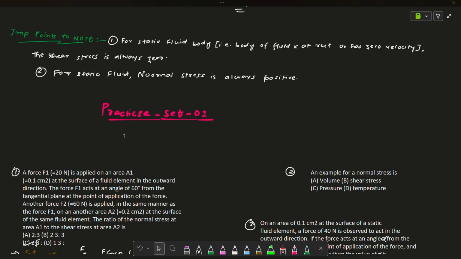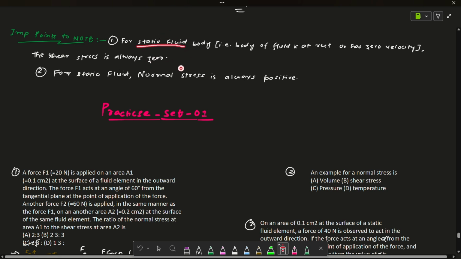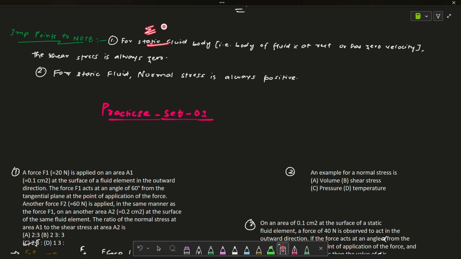I'm writing statements that can be very useful for understanding the concepts of fluid mechanics, especially when solving objective problems that come in competitive examinations like GATE or ESE. The first point to note is for static fluid. Remember, static fluid is fluid at rest and in equilibrium, that is, the net force acting on it is zero. So static fluid means the body of fluid is at rest or has zero velocity.